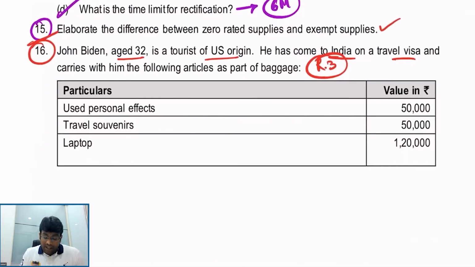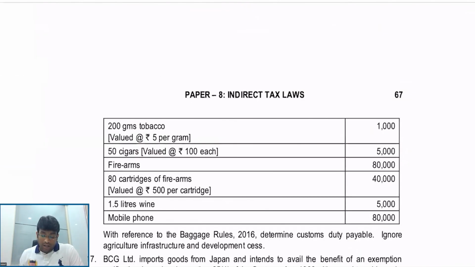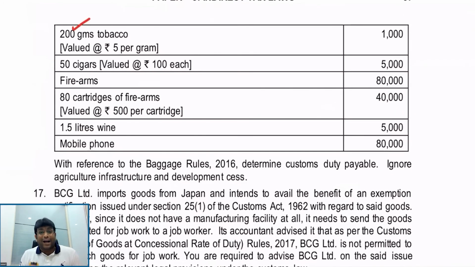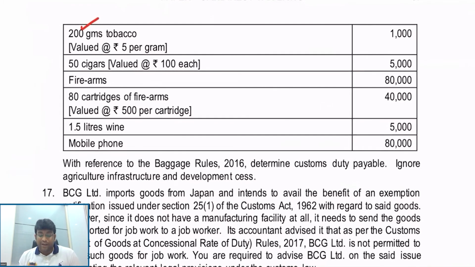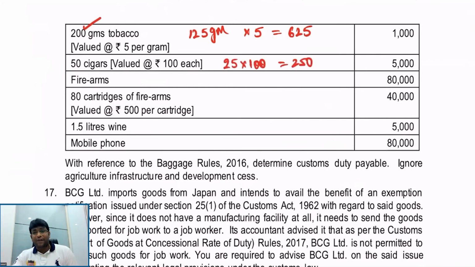Next one. Used personal effects, 50,000. What will happen, my dear friends? No duty. Travel souvenirs, no duty. Laptop. One laptop is straight away exempt, my dear friends. One laptop, if it is imported by a passenger who is aged 18 years or more, that will straight away be exempted. Clear? Next, let's look at tobacco. 200 grams. Tobacco exceeding 125 grams is covered in Annexure 1, which will be charged duty separately. 100% duty is there for that. But up to 125 grams, we can take in the general free allowance. 125 grams into 5 rupees per gram works out to 625 rupees. Then cigars, 50 cigars valued at 100 each. How much is the value? 5,000. How much is more than 25? 25 cigars into 100, which comes to 2,500.